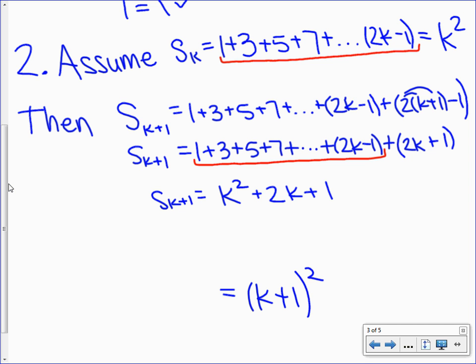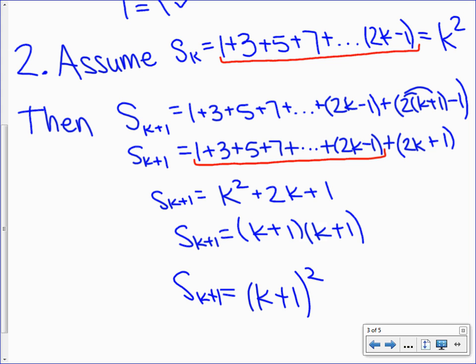Now we want to work towards k plus 1, the quantity squared. Do you think we can do that? By doing what? Factoring. k squared plus 2k plus 1 is k plus 1 times k plus 1. So we have now shown with our algebra that s of k plus 1 indeed equals k plus 1 squared. So since we showed it was true for 1, we showed that the k sum implied the k plus 1 sum was true.